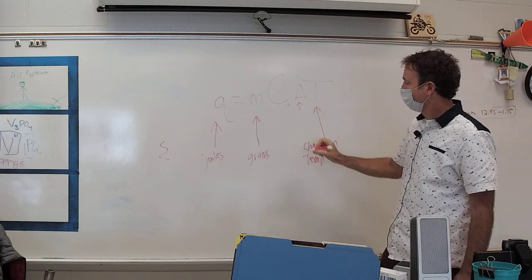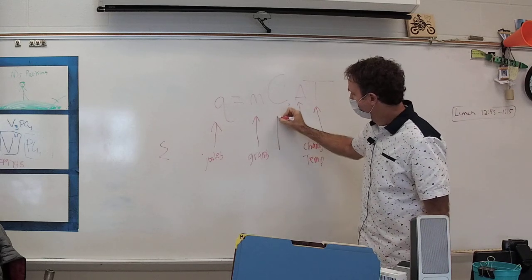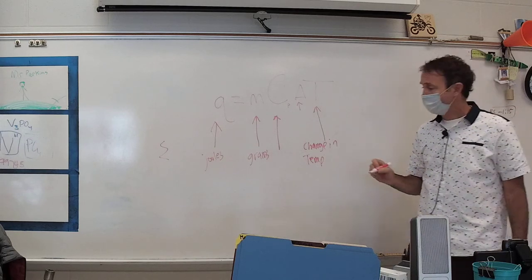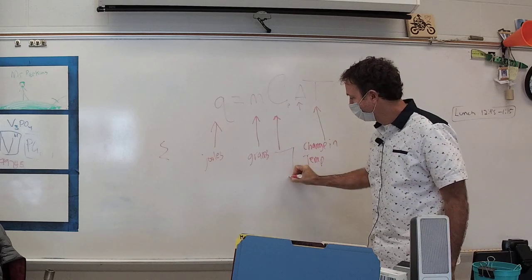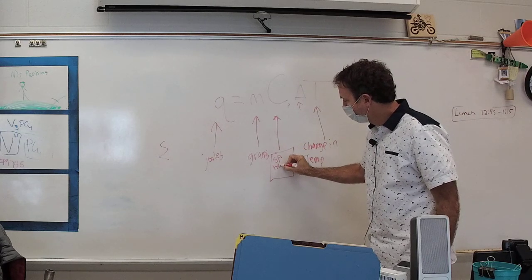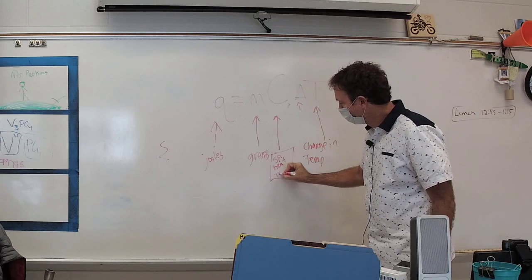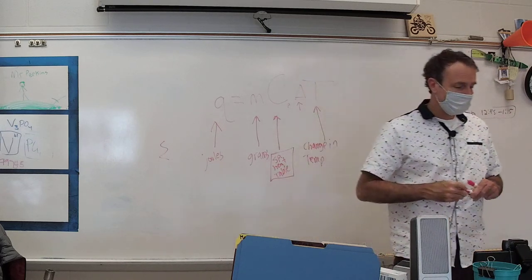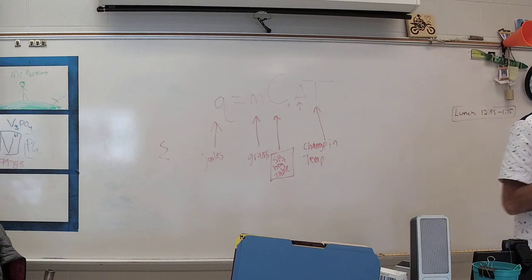All right? And then C is the specific heat. The letter C is the specific heat, and that is just the number that you look up on your table. That's all there is to it.